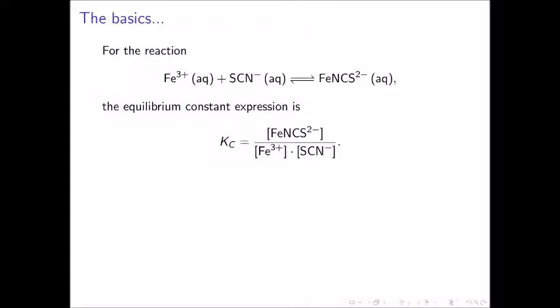We can now return to our reaction. The iron 3 ion plus the thiocyanate ion forms the ferric thiocyanate complex. The equilibrium constant expression for this reaction, Kc, has the concentration of the complex in the numerator and the concentration of the iron 3 ion times the concentration of the thiocyanate ion in the denominator.